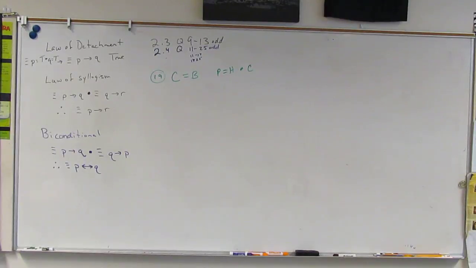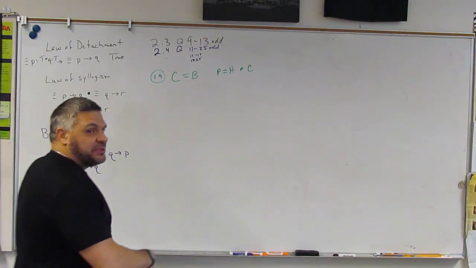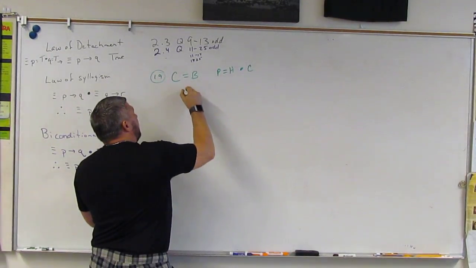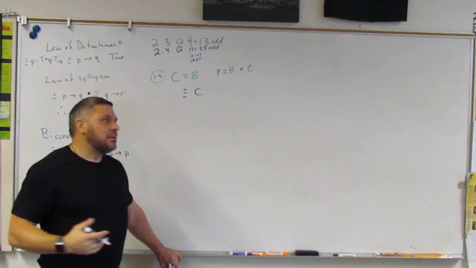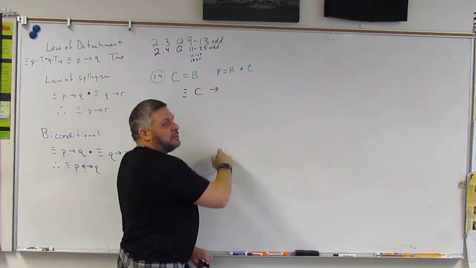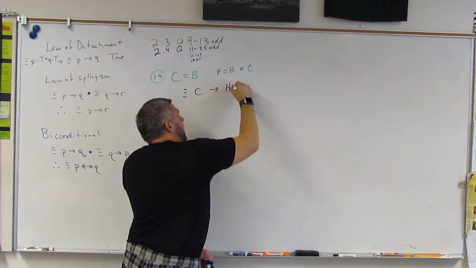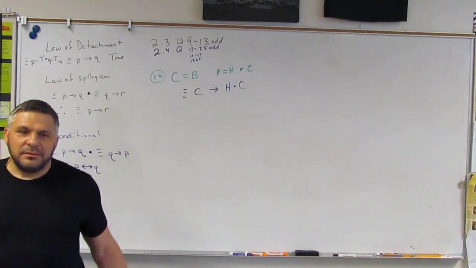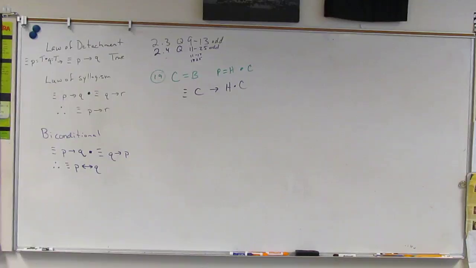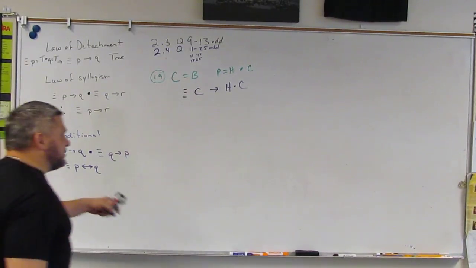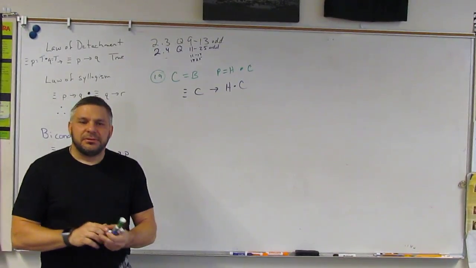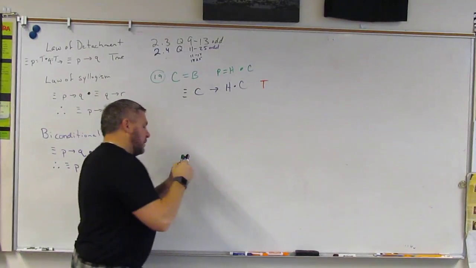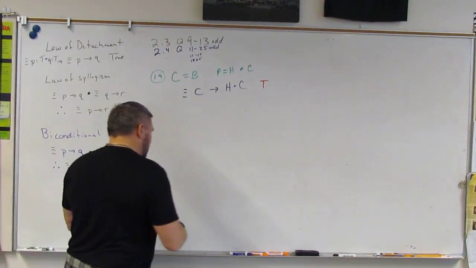So let's try to write this as a conditional statement first, then we'll try to do it as a biconditional statement. The conditional statement: if they're a catcher, then they're behind home plate and they catch the ball. Okay, that's a conditional statement. Is that true? If you're a catcher, you're behind home plate and you catch the ball. Yes. Alright, then let's write the converse.